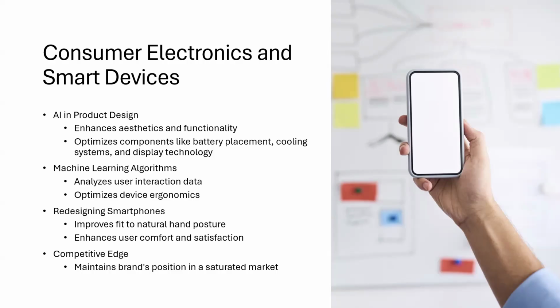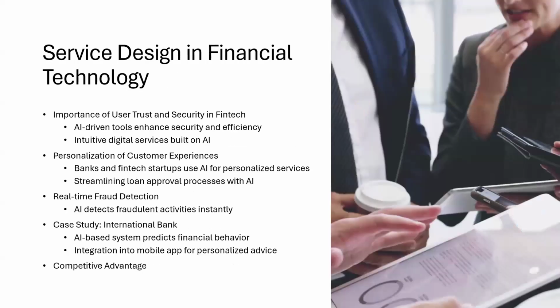next feature. For example, the hand posture. We can see that different people, when they're using a handphone, have different habits, right? So we are able to enhance the user comfort and satisfaction. Of course, at the end of the day, with user satisfaction, we are able to improve our brand position in the saturated market.